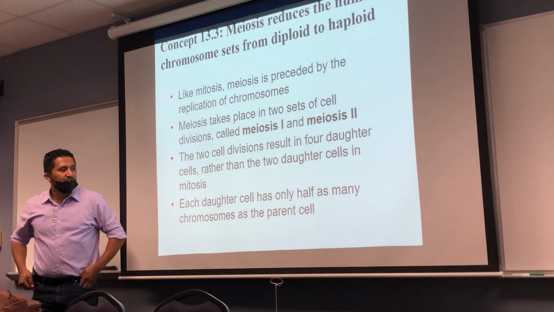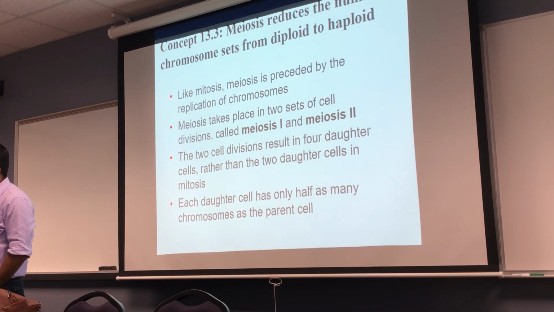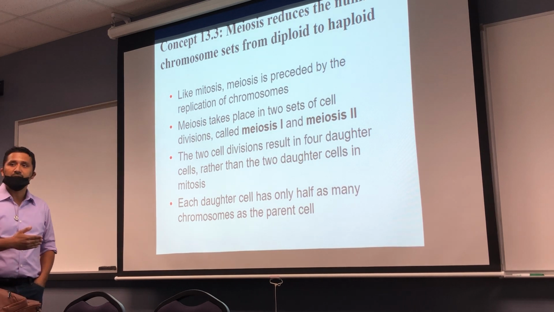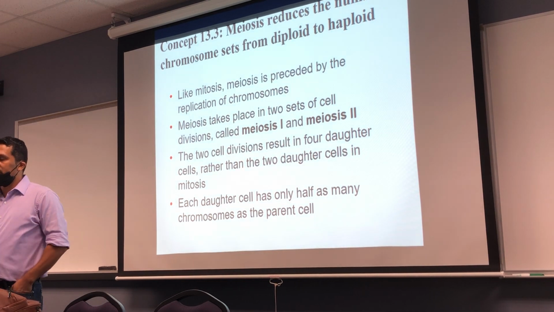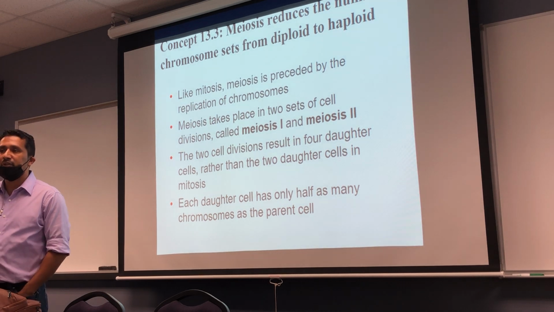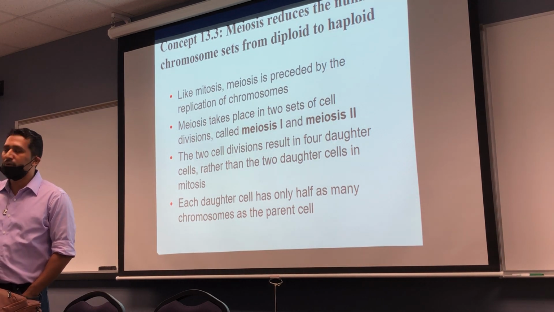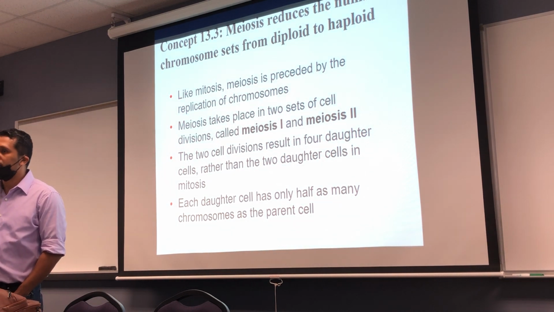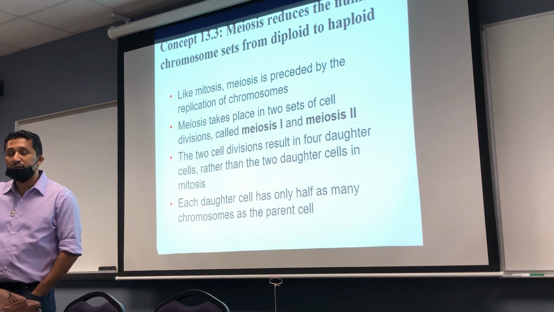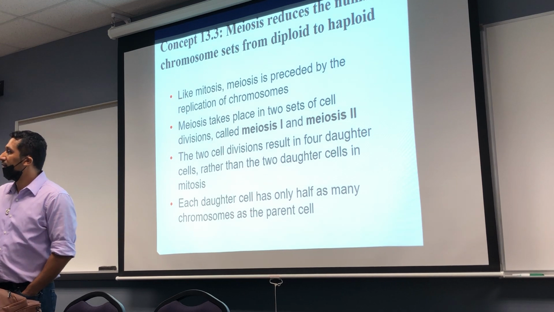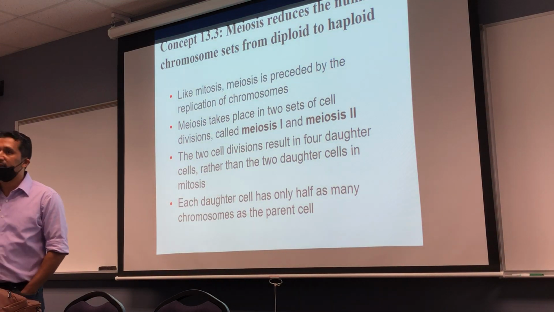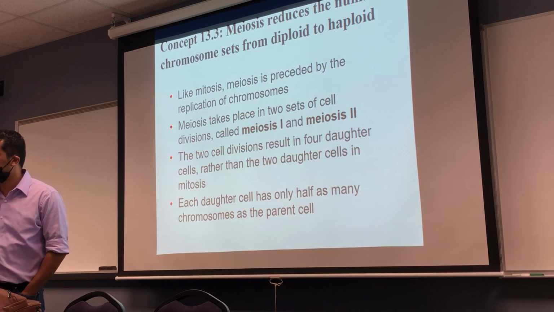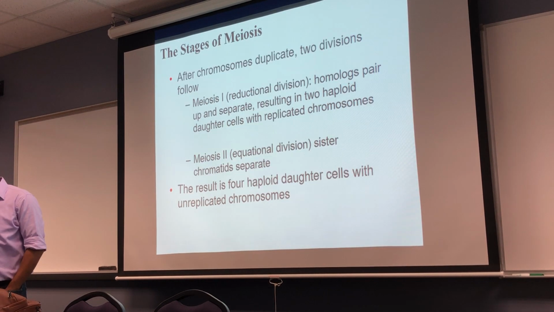So the daughter cell has only half as many chromosomes as the parent cell. That is true of meiosis. So keep that in mind, right? So mitosis: 2 daughter cells, genetically identical, equational, same number of chromosomes. Meiosis: it will be 4 daughter cells, reductional, half the number of chromosomes, and they will not be identical. They will be different, okay? Different from one another and different from the parents. So keep that in mind.